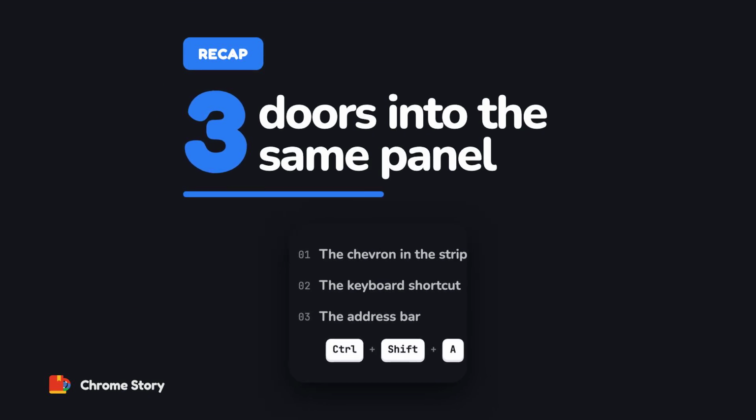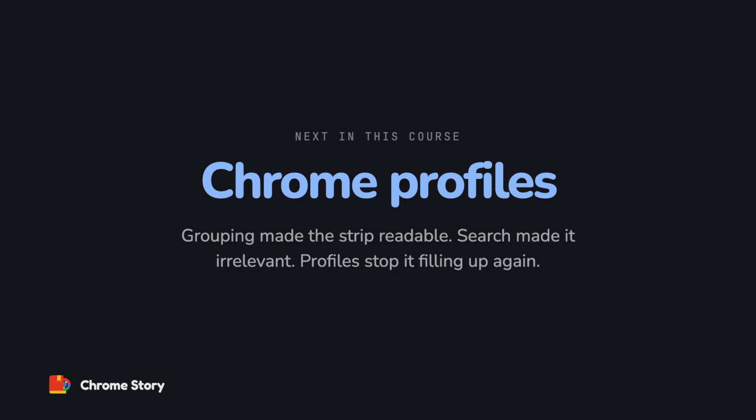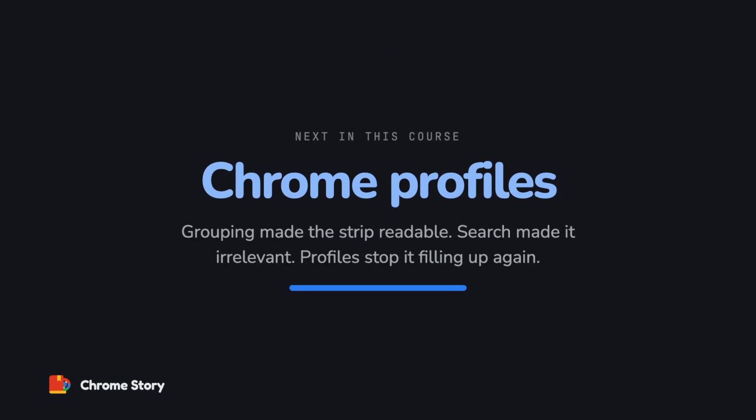That is the video. The chevron in the tab strip. Control-Shift-A or Command-Shift-A, or at tabs in the address bar. Same panel, 3 doors. And that is the second half of the problem from the last video. Grouping made the strip readable. Search made the strip irrelevant because you stopped looking at it.